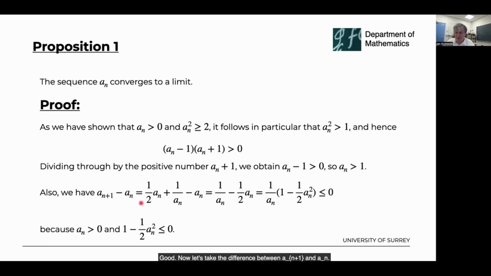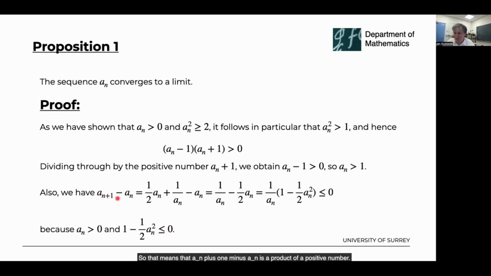Good. Now let's take the difference between an plus 1 and an. And to do this, I use the formula for an plus 1 in terms of an here. I rearrange the terms and take out a common factor, and I get 1 over an times 1 minus a half times an squared. Now, remember that an is positive, so 1 over an is positive. And also an squared is greater than or equal to 2, which implies that 1 minus a half an squared is less than or equal to 0.